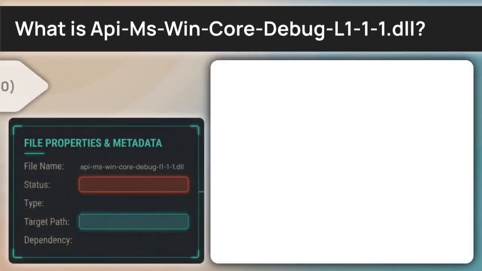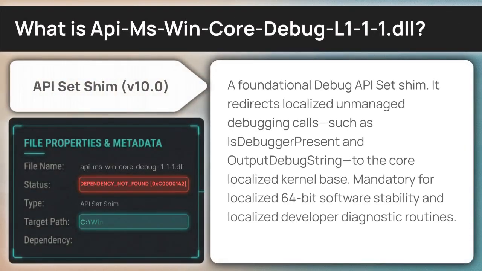This is the WinCore Debug Library, a foundational Debug API Set Shim. It redirects localized unmanaged debugging calls, such as IsDebuggerPresent and OutputDebugString, to the core localized kernel base, mandatory for localized 64-bit software stability and localized developer diagnostic routines.